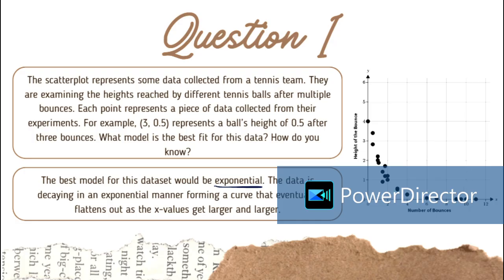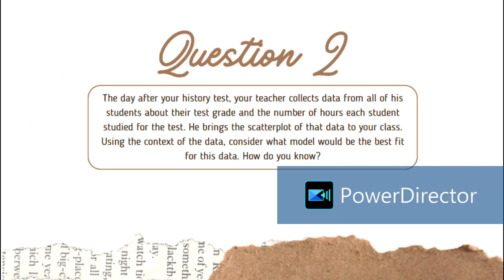The data is decaying in an exponential manner, forming a curve that eventually flattens out as the x values get larger and larger. Here's question 2.